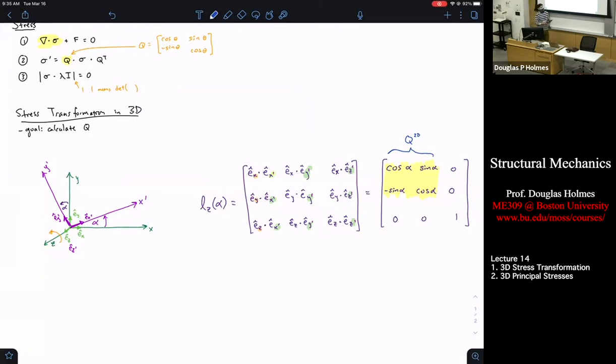Okay. I promise you this wouldn't be too painful, but you're probably like, this is actually kind of painful. But here's all we have to do. Q in 3D is just going to be equal to Lx dotted into Ly dotted into Lz. And so all we need to do is calculate each of these three matrices independent of each other and then dot them into each other and we get our Q. And because this statement is still true, then our problem actually is pretty straightforward.